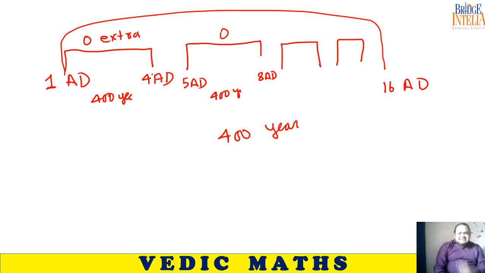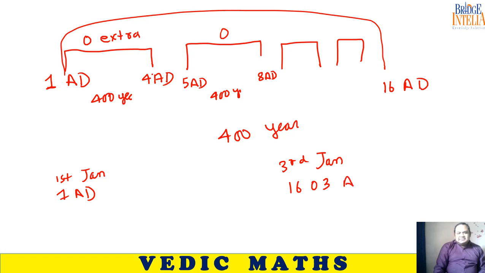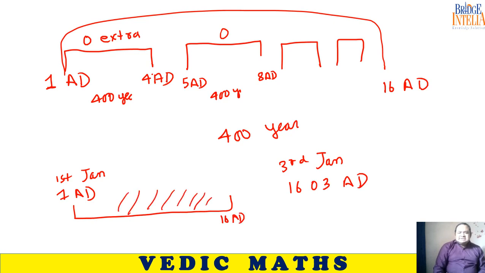So if somebody asks how many extra days were there between 1st January 1 AD to, let's say, 3rd January 1603 AD, what I am trying to say is that from 1 AD to 1600 AD, you can remove from counting, because this is a multiple of 400 years, and after every 400 years things get balanced. Balanced means 0 extra days, so if the number of extra days becomes 0, you can remove that portion, because that is why we were removing one complete week.